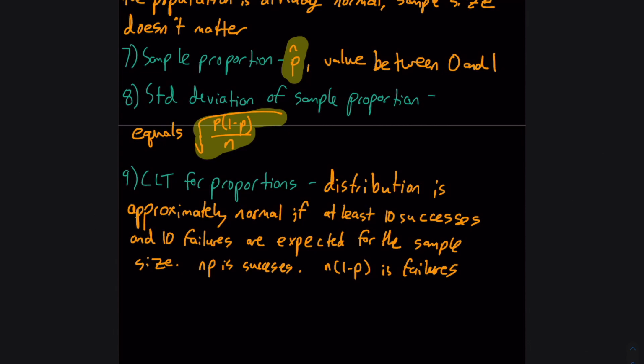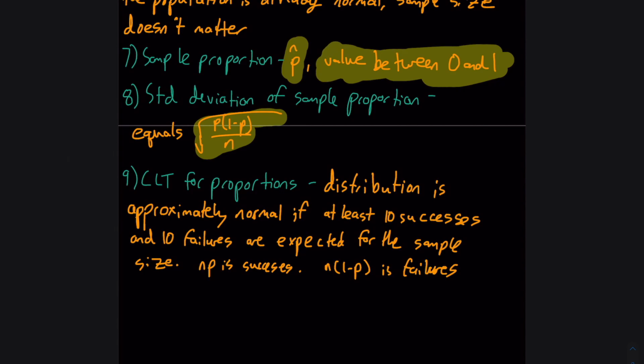And again, up here back in definition 7, the sample proportion has to be a value between 0 and 1, and that's for any proportion. So that's how you know if you're working with a proportion or not: if your value is between 0 and 1, you're more often than not going to be working with a proportion.